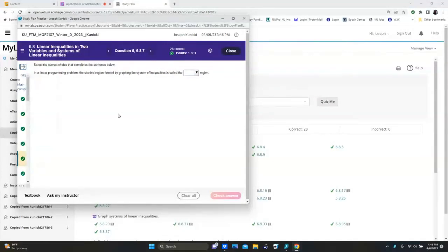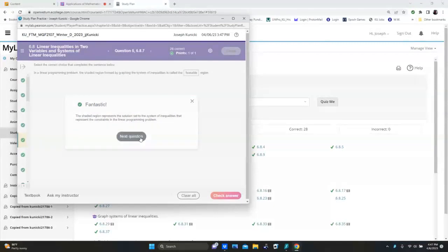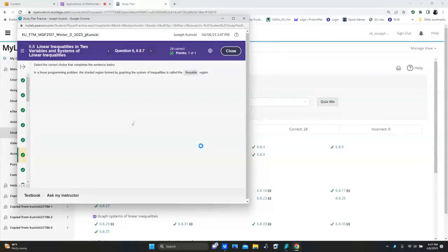In linear programming, the shaded region formed by graphing the system of inequalities is called the feasible region. It's where the solutions to our objective function lie. I'll go through these definitions and then we'll open up the book for a second and see if we can find some of these examples.